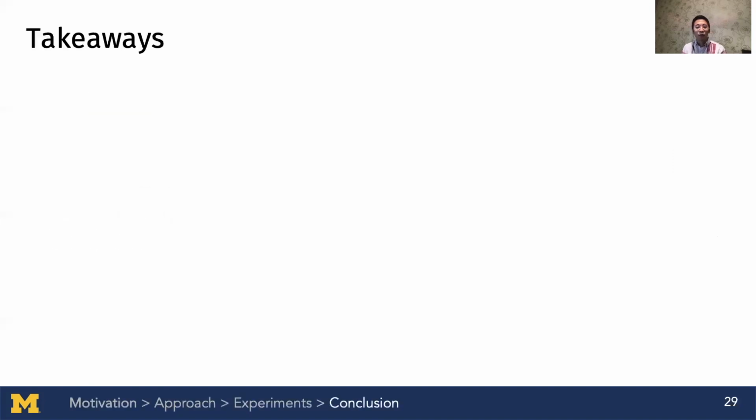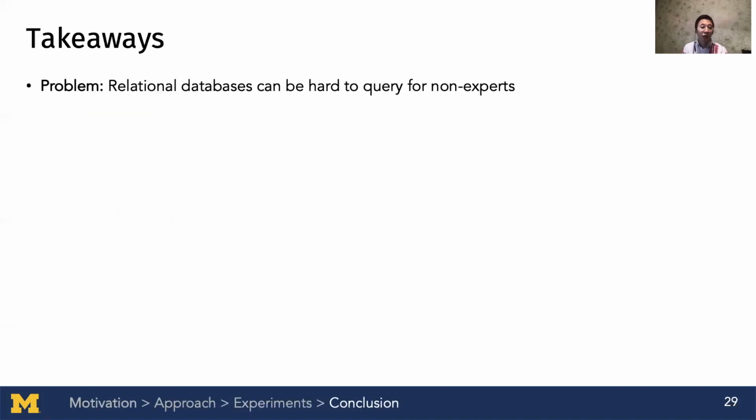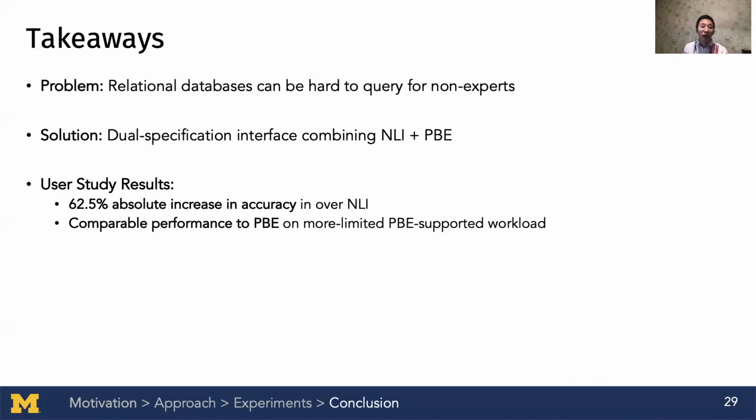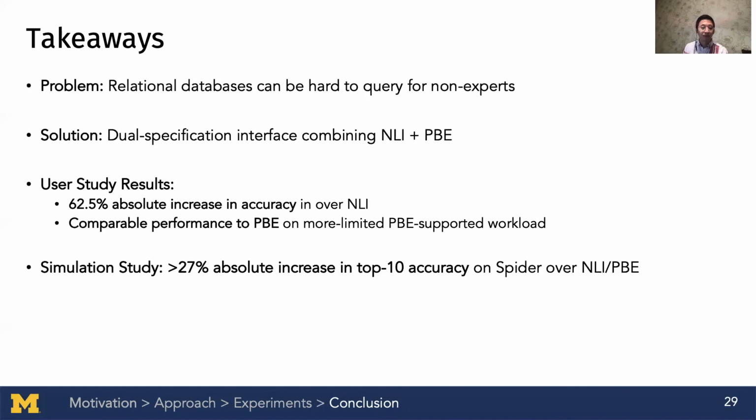In conclusion, here are a few takeaways. The problem was that relational databases can be really hard to query, especially for non-experts and non-programmers. Our solution is a dual specification interface combining natural language interface and PBE, program by example. In our user study results, we observed a 62.5% absolute increase in accuracy over natural language interface and comparable performance to PBE systems on a more limited PBE supported workload. In our simulation study, we demonstrated a greater than 27% absolute increase in top 10 accuracy over the next best competitor.